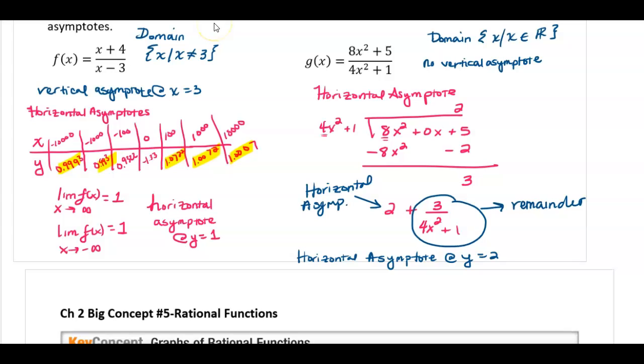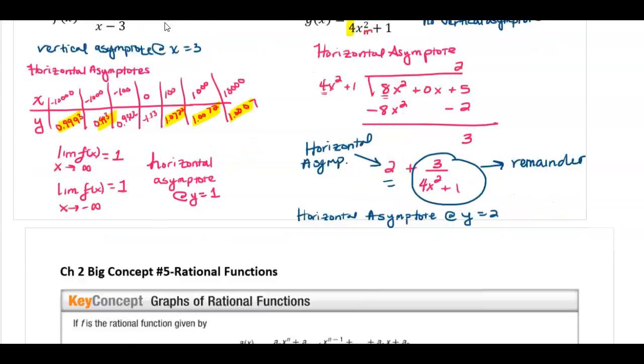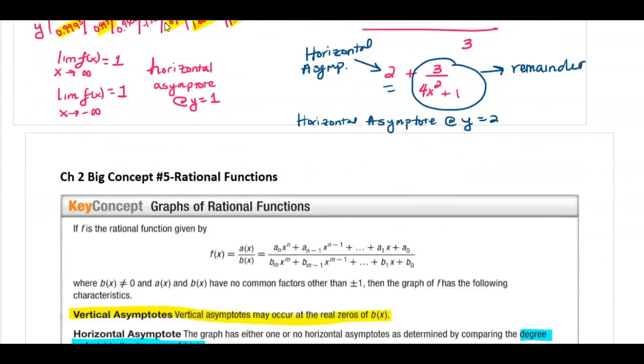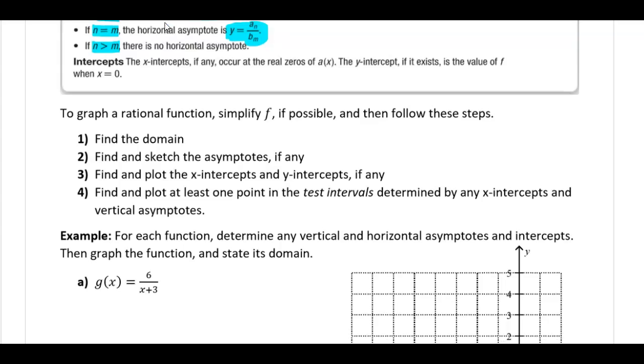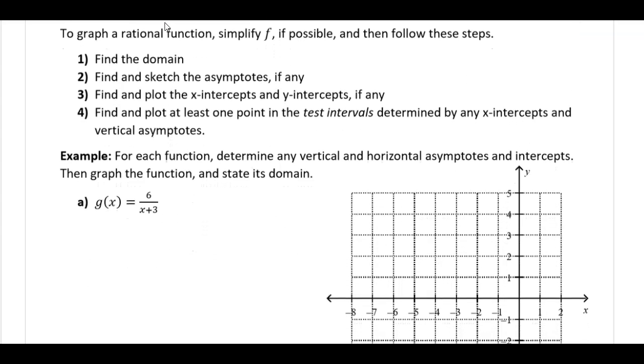So if we were to go back to this previous example that we did up at top, here is my n, here's my m. Because n equaled m, I look at 8 divided by 4, and that gave me 2, which is that horizontal asymptote. So way easier. So now, let's go ahead and do a few examples from beginning to end.